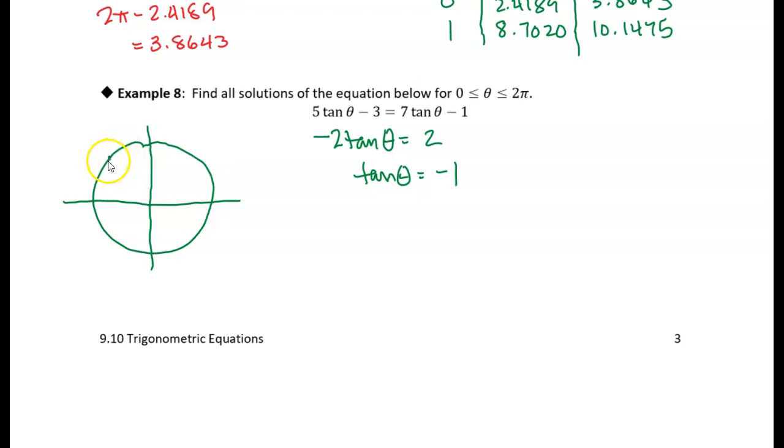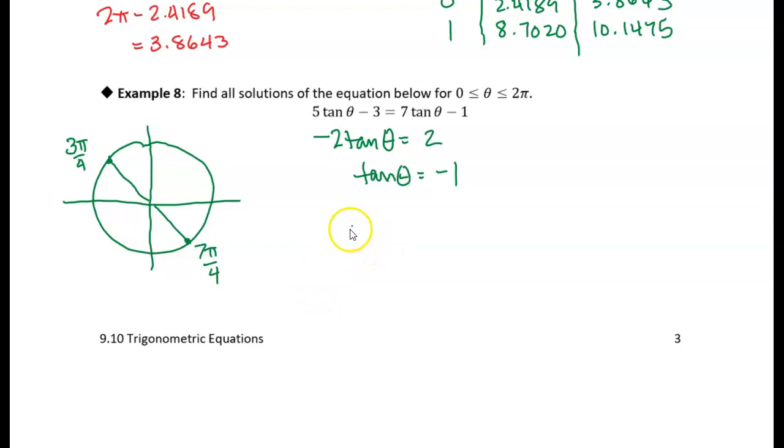So that's going to be right here. The reference angle is 45 degrees, but this angle is 3 pi over 4. And then I'm going to get another one down here in the fourth quadrant, where cosine is positive and sine is negative, and this angle here is 7 pi over 4. So that's basically it. Those are the two angles.